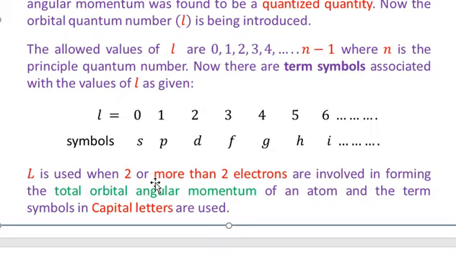And capital L is used when two or more electrons are involved in the formation of the total orbital angular momentum of an atom, and the term symbols in capital letters are used. So if more than one electron is involved, the resulting L will be capital, and we shall explain how this capital L is found for two or more electrons. When L is capital, the term symbols we use will also be capital. That is, if capital L is 0, then the term symbol will be capital S. Similarly, if capital L is equal to 4, the term symbol will be capital G, and so on.